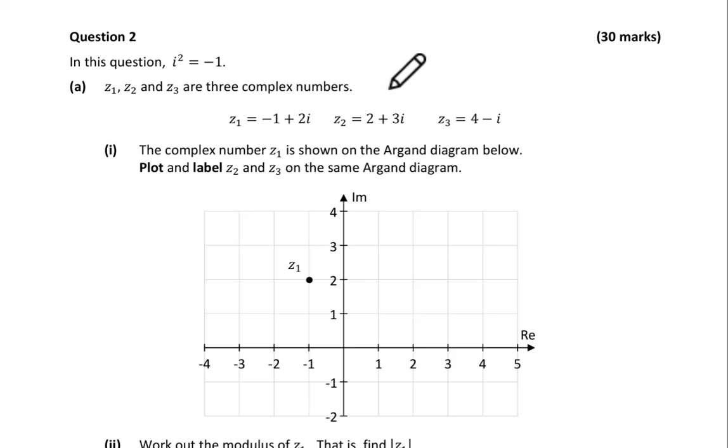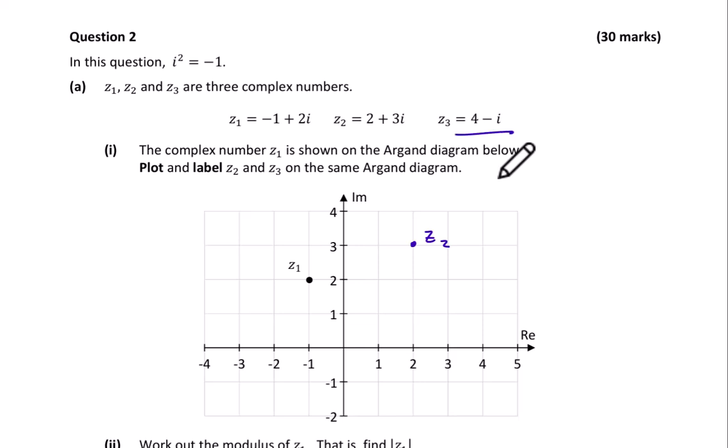So for Z2, we've got 2 plus 3i. So the real part is 2, so we've got to come out along here 2, and then the imaginary part is 3, so 3i. So you've got to come up along here. So it's going to be here. So let's just plot that. So it's 2 plus 3i. So this is Z2. And then we've got, let's see, 4 minus i for Z3.